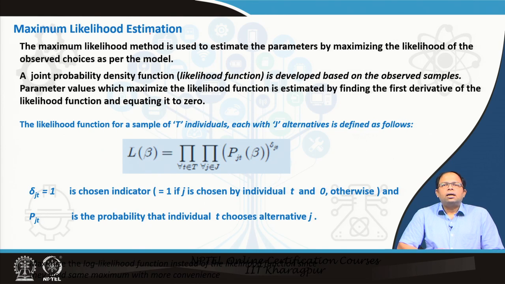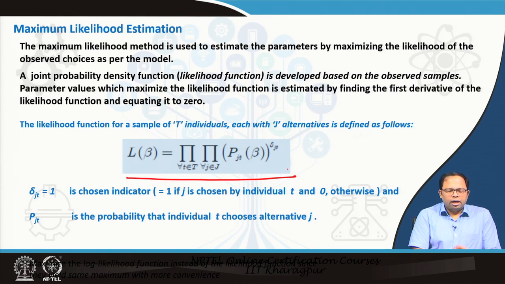So how do we estimate these logit models? We use the maximum likelihood method, which is used to estimate the parameters by maximizing the likelihood of the observed choices as per the model. We will do this in detail in a later chapter, but what we can show you is that the joint probability density function, or the likelihood function, is developed based on the observed samples. This is the formula for that likelihood function, and the parameter values which maximize it are estimated by finding the first derivative of the likelihood function and equating it to 0.